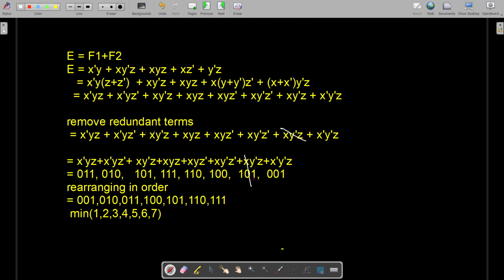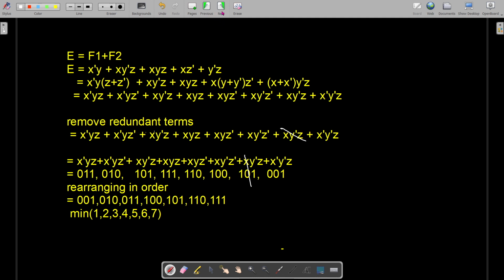So this term is repeating. This 101 is coming 2 times. Other than that, we get 3, 2, 5, 7, 6, 4 and 1. Okay. So rearranging them in ascending order, we get 1, 2, 3, 4, 5, 6, 7 as minterms.